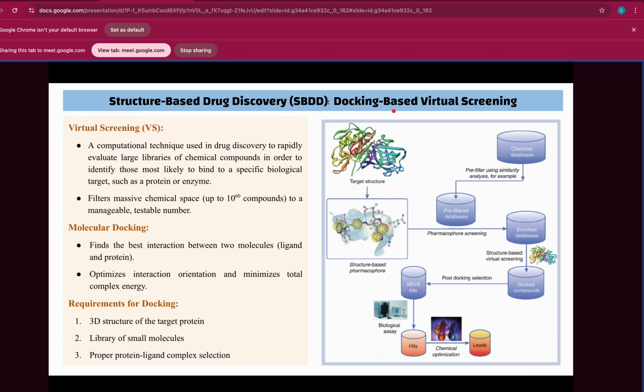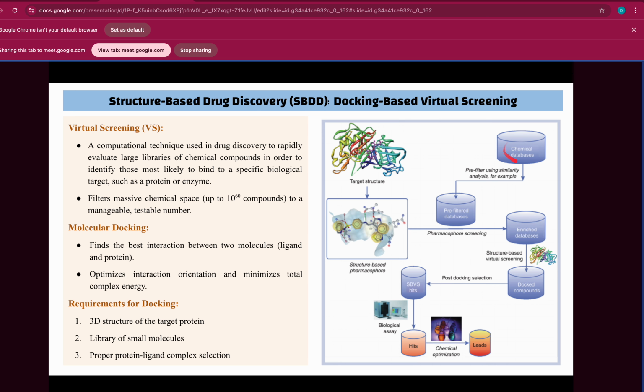Okay, then comes docking based virtual screening. In this case, when we say virtual screening, that means you have multiple compounds and you are screening them using a computer. That is virtual screening. Docking based means if you are using the docking method, that means you already have information of your target protein, you already have information about its binding site.